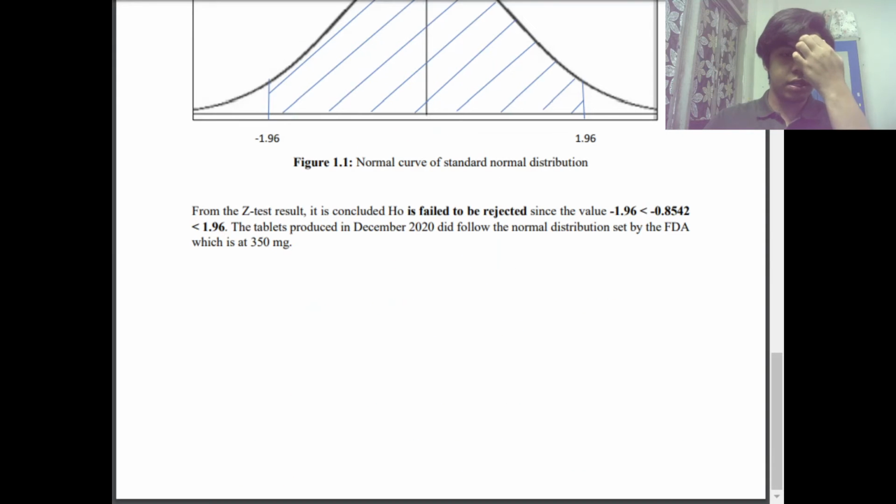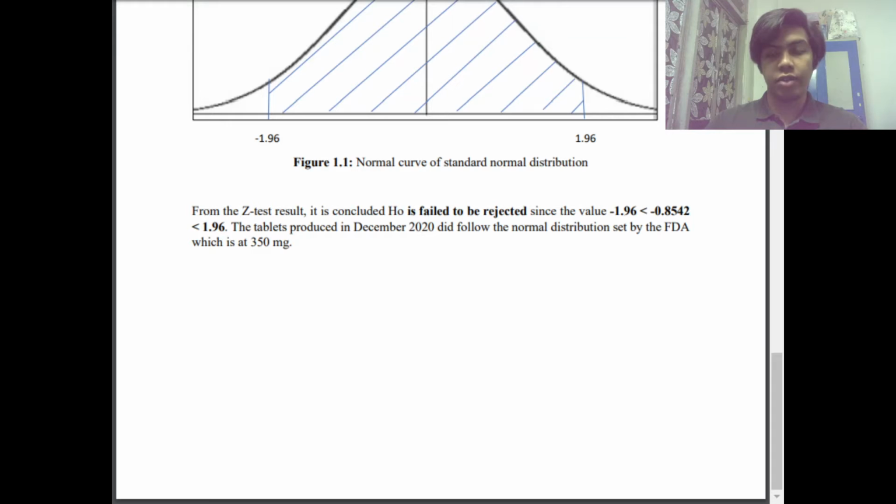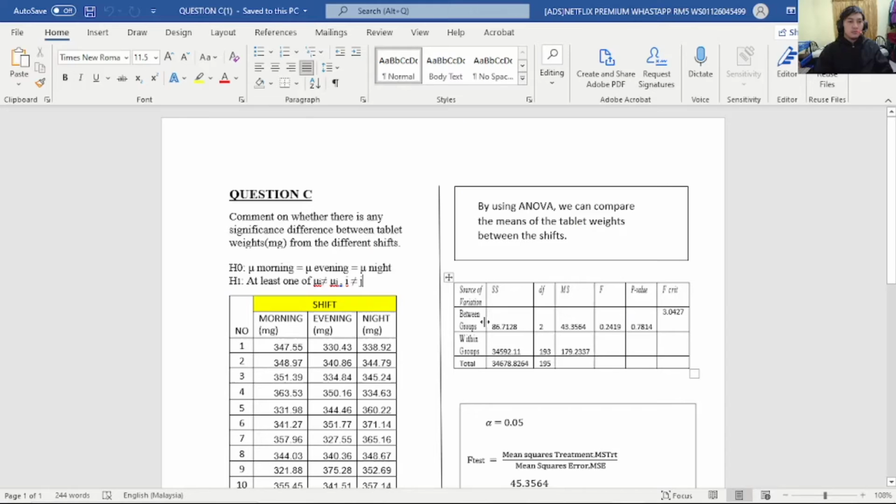So from the Jarque-Bera test result, we can conclude that H0 fails to be rejected since the value is between these two numbers. So the tablets produced in December 2020 did follow the normal distribution set by FDA, which is at 350 mg. Thank you.